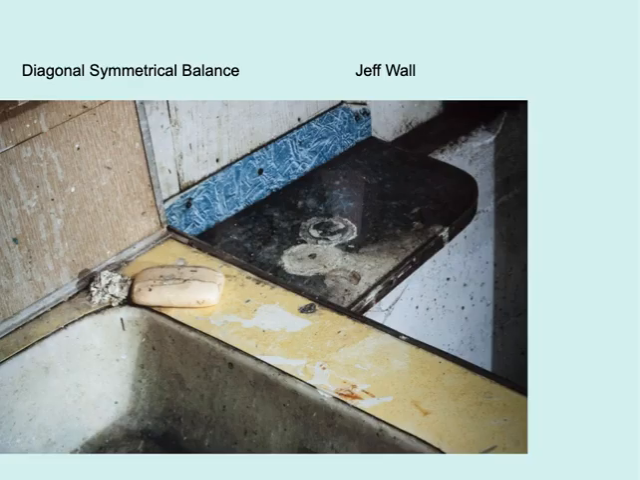Here's an example of diagonal symmetrical balance by Jeff Wall. You can see a very clear use of diagonal lines giving us a sense of distribution of weight along those lines. Now, this is not perfect symmetrical balance. It's very difficult to achieve. This is actually more of an asymmetrical balance, which we're going to talk about in a minute. But this does give us diagonal axes to work with.